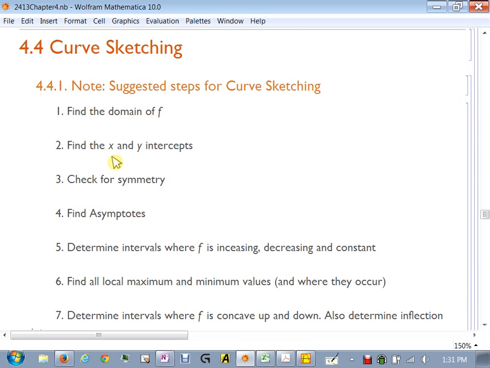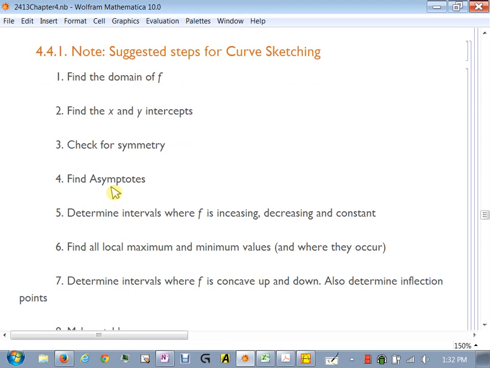We're going to find any x and y intercepts like we did in college algebra. How do you find the x-intercepts of a function? Set the function equal to 0. How do you find the y-intercepts if it has them? Plug 0 into the function. All right? Check for symmetry. Symmetry are things like x squared, parabola, right? Find asymptotes. How do you find asymptotes? Asymptotes are what's happening at the ends of your function, right? So we'll look at that.